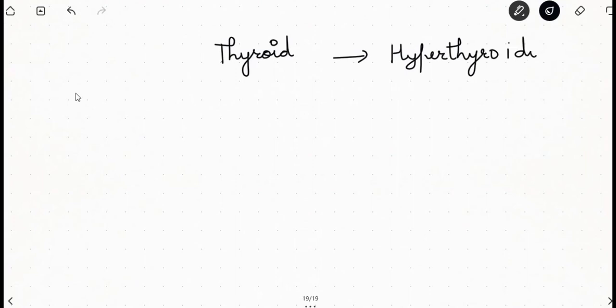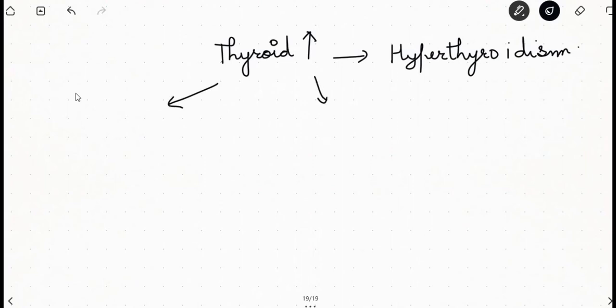Increased secretion of thyroid hormone is known as hyperthyroidism. Now, what are the causes of hyperthyroidism?